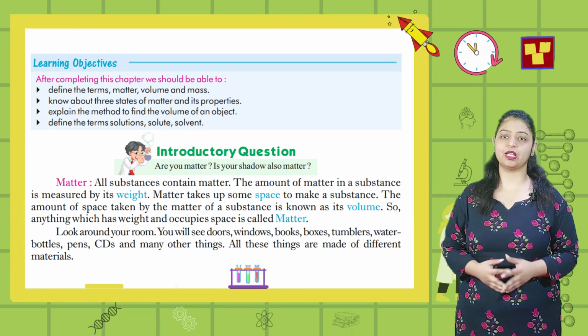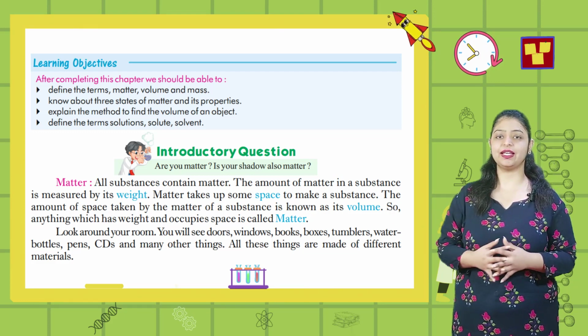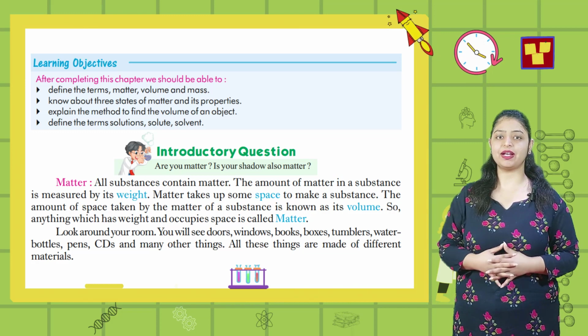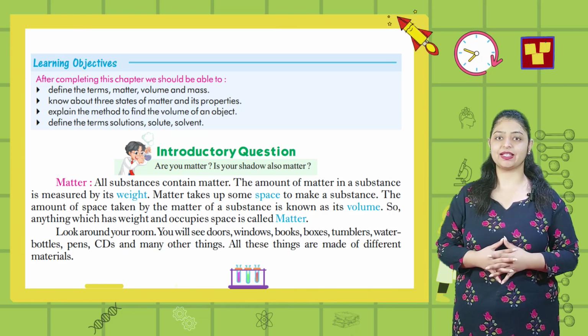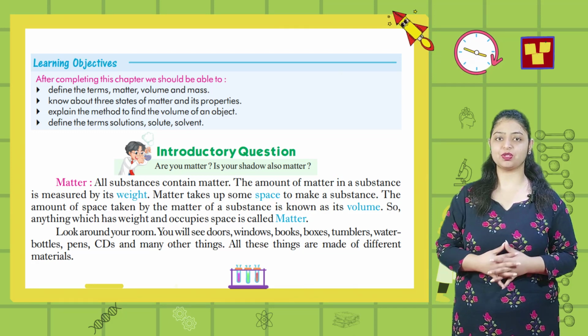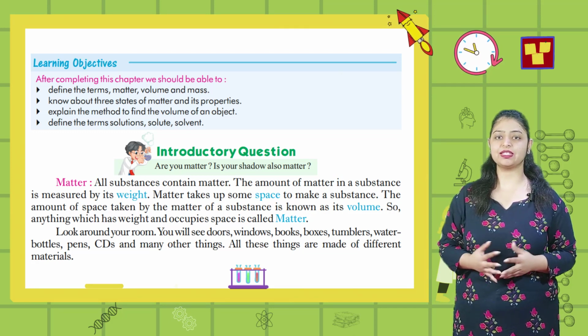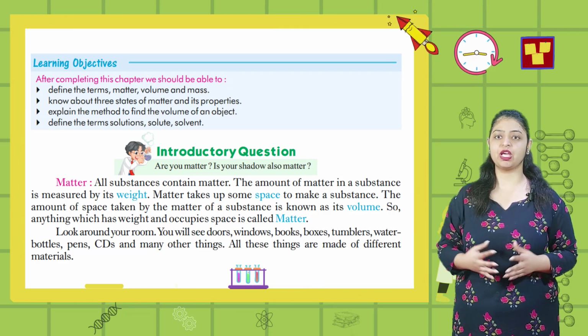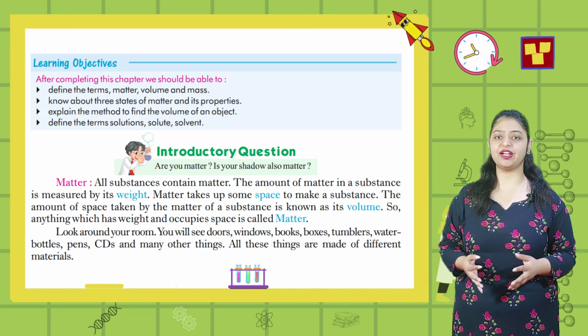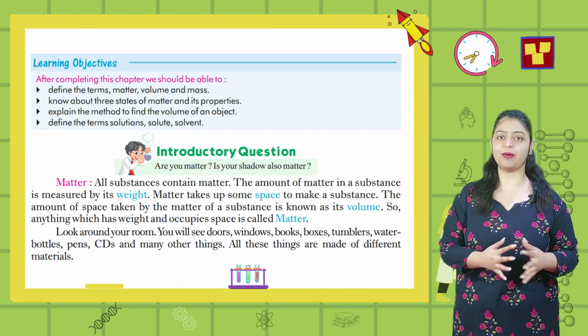Matter. All substances contain matter. The amount of matter in a substance is measured by its weight. Matter takes up some space to make a substance. The amount of space taken by the matter of a substance is known as its volume. So, anything which has weight and occupies space is called matter.